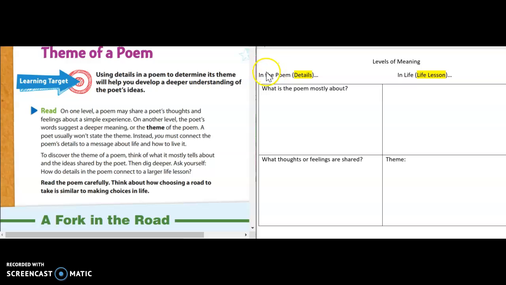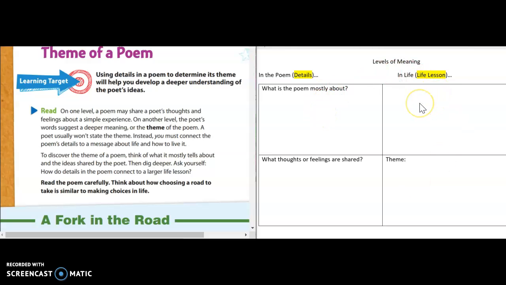You can see it's divided into two sections. These two boxes right here are focused on the details. So going straight down, what is the poem mostly about and what thoughts or feelings are shared, that you're going to gather from the details in a poem. This section over here, this is where you've really got to do some inferring, meaning digging deeper and putting together your background knowledge along with what you've read.